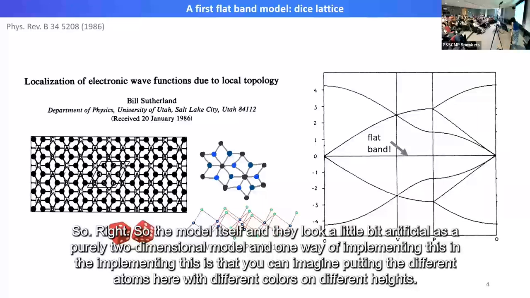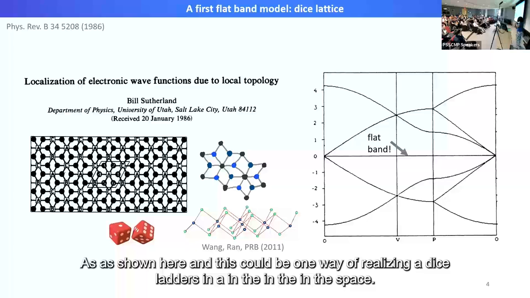So the model itself may look a little bit artificial as a purely two-dimensional model, and one way of implementing this is that you can imagine putting the different atoms here with different colors on different heights, as shown here, and this could be one way of realizing a dice lattice in space. Right.